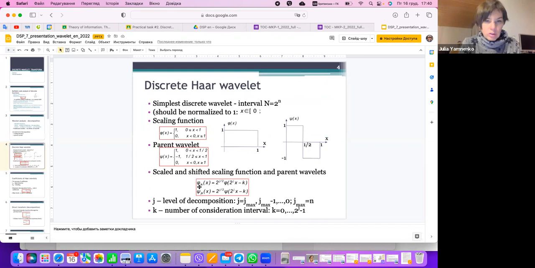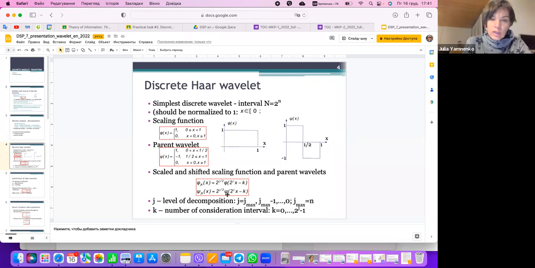These two equations, I'm sorry, I would like to do it a little bit more, but I think now it's okay. So with these two equations, you can notice that they are very similar. The only difference between them is these two Greek letters: phi and psi. So phi is a scaling function and psi is a parent wavelet of Haar.